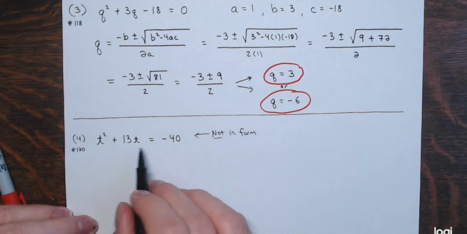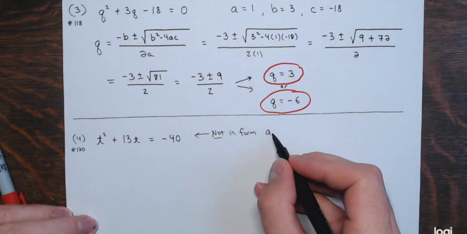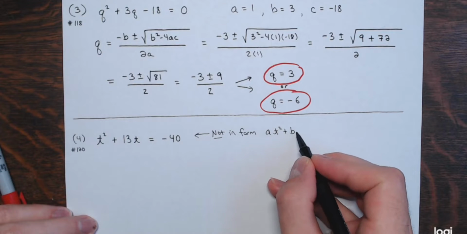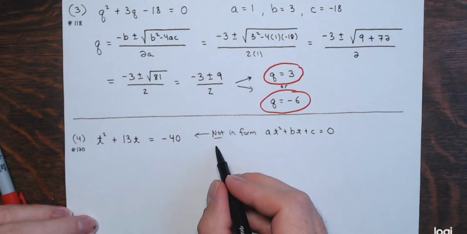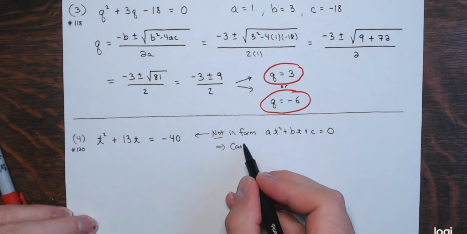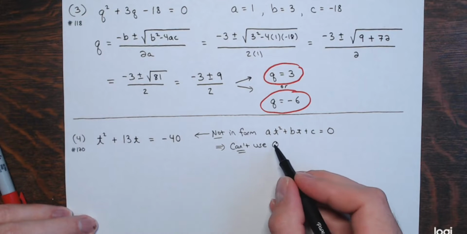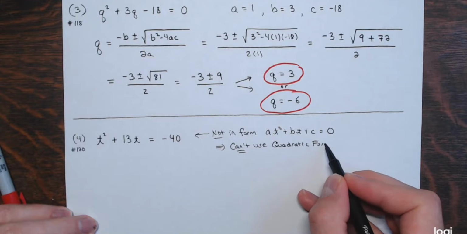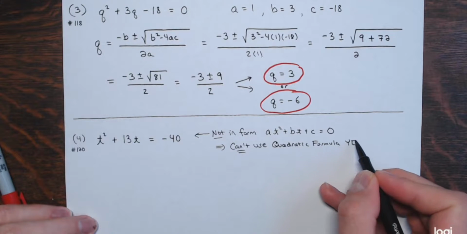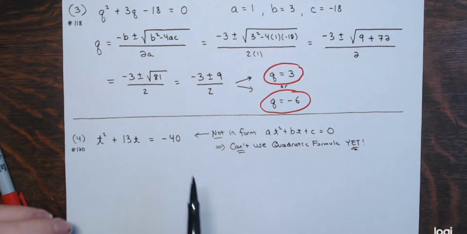I could solve by completing the square pretty easily here, but this is not in the form a times t squared plus b times t plus c equals 0. So that means I can't use the quadratic formula yet, right? We can't use the quadratic formula yet. Emphasis on yet, right? Because all I need to do is add 40.